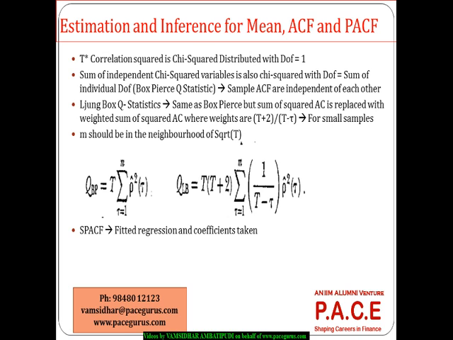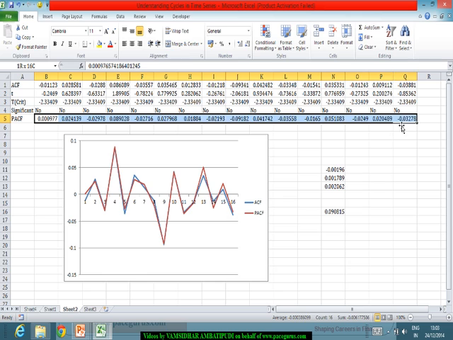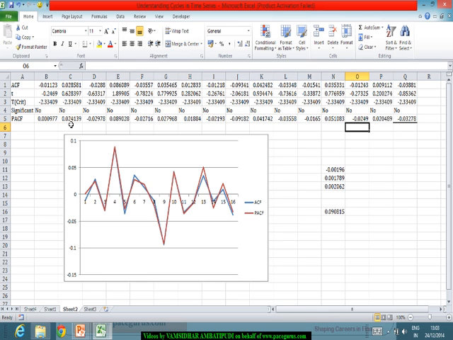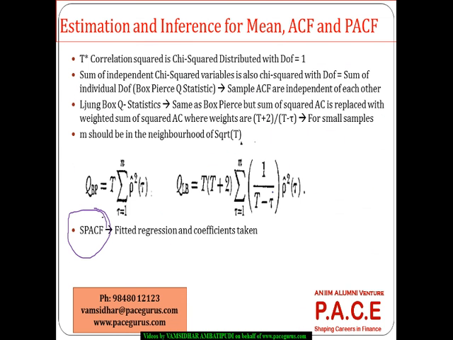Similarly, I could look out for partial autocorrelations, which we have already looked at. Again, in the case of partial autocorrelations also, none of them are beyond that plus or minus 0.09 level, which is a very clear indicator that this is as good as white noise itself.